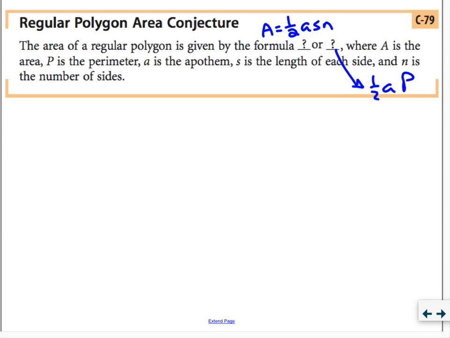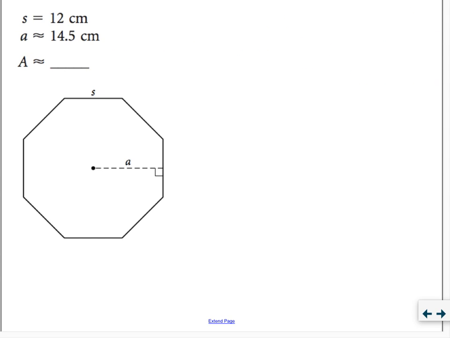OK, you might want to get your calculator out so we can play a little bit of figuring out areas of polygons. Let's figure out what the value of A is. In this case, S equals 12 and A equals 14.5. Determine your area.